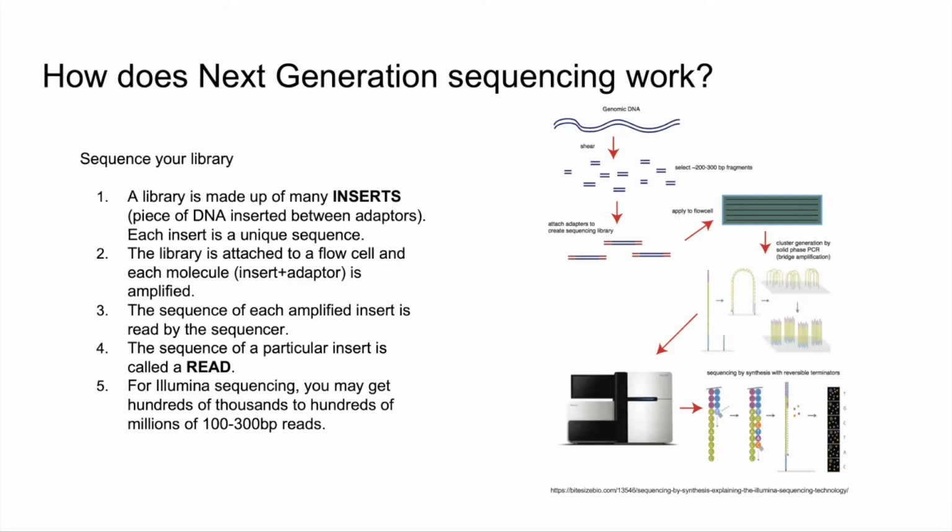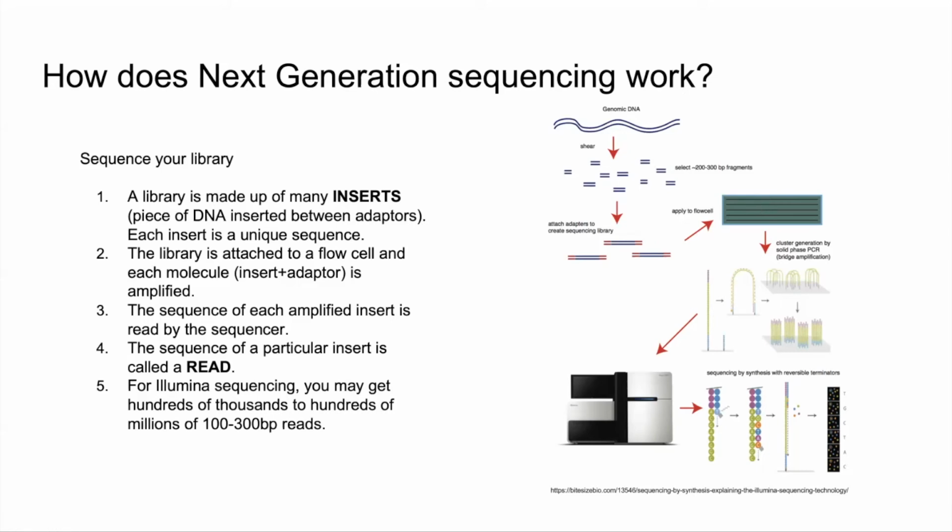When you want to sequence your library, you will sequence the inserts, the piece of DNA that you inserted between those two adapters. And each insert is a unique sequence. The library that we generated is attached to a flow cell, and that is the green thing, the slide looking thing in the upper middle right of this figure.